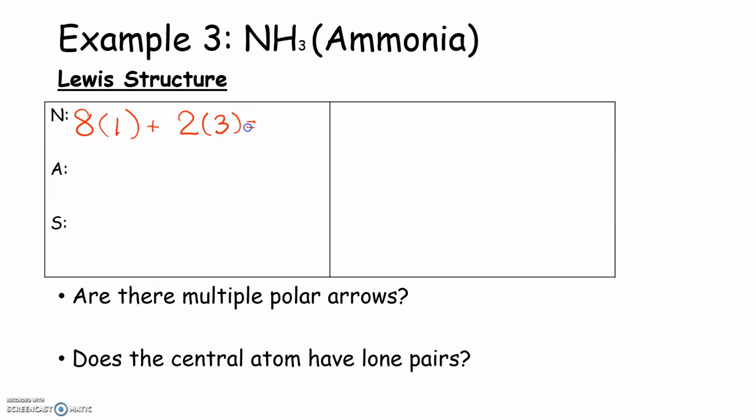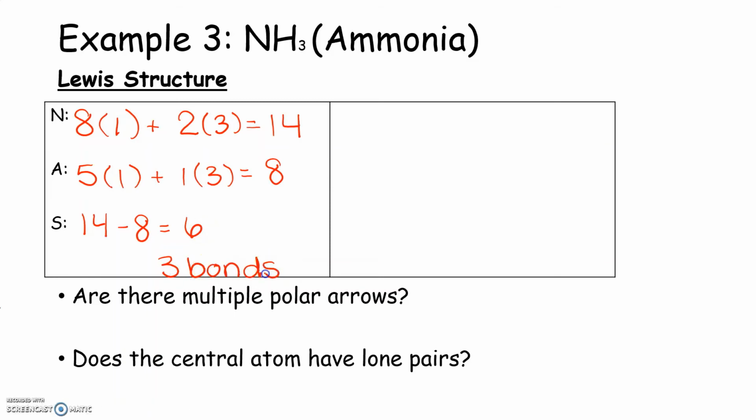So 8 plus 6 is going to give me 14. I need 14 electrons, but nitrogen, which is found in group 5A, only has 5 valence electrons, and there's 1 nitrogen. Hydrogen is found in group 1A, so there's 1 valence electron, and there's 3 of them. So 5 plus 3 gives me 8. So to find my shared, I'm going to do 14 minus 8, which gives me 6 shared electrons. Remember, I divide that by 2 to find the number of bonds, so I have 3 bonds.